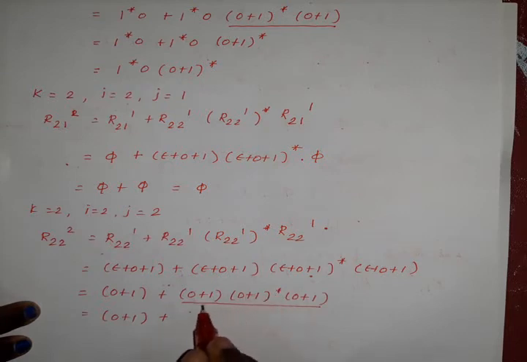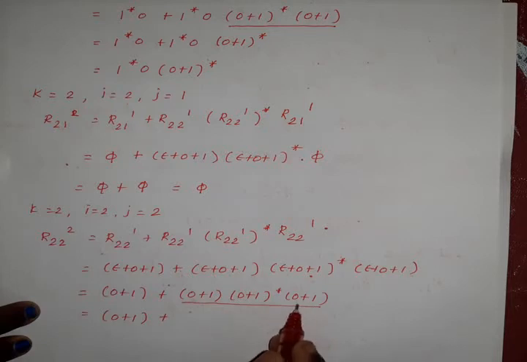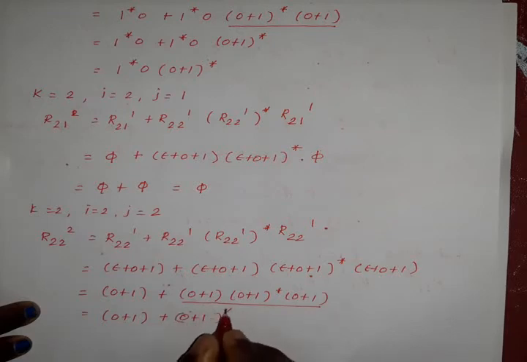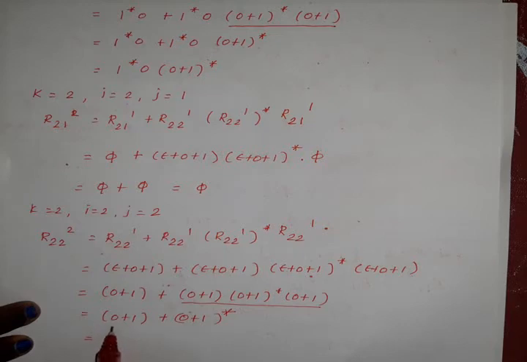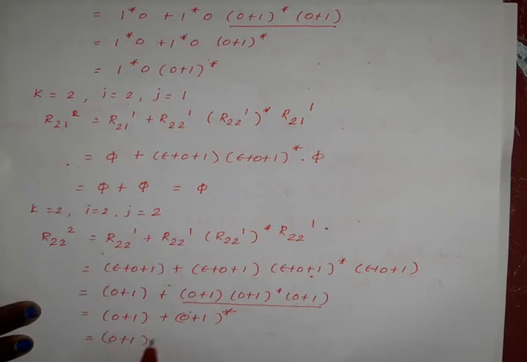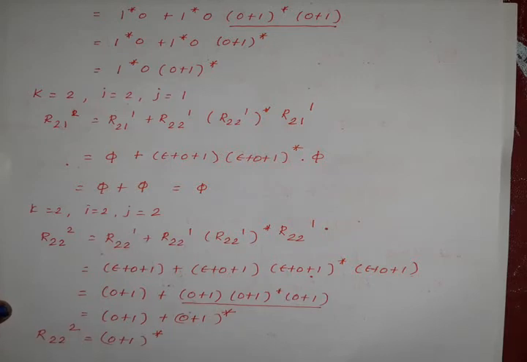0 plus 1 is already included in this star combination. So we can simply write it as 0 plus 1 the whole star, because here also 0 plus 1 will occur. So for both terms we include 0 plus 1 the whole star. So this is the result of the R22 power 2 regular expression value.